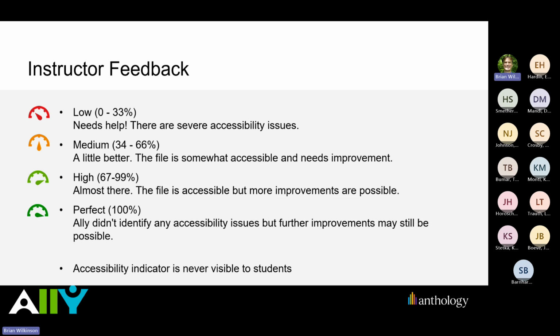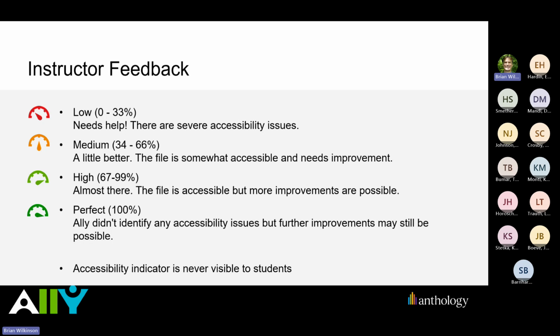So there's a few different ways that Ally is going to give some feedback on how accessible that content is. And the first is very visual. So we saw those on the instructor page. We saw that scoring gauge. And Ally uses the red, yellow, green traffic light model, where red is considered low accessibility, yellow is a little higher, and green is much better. And you can see the relative percentages listed there.